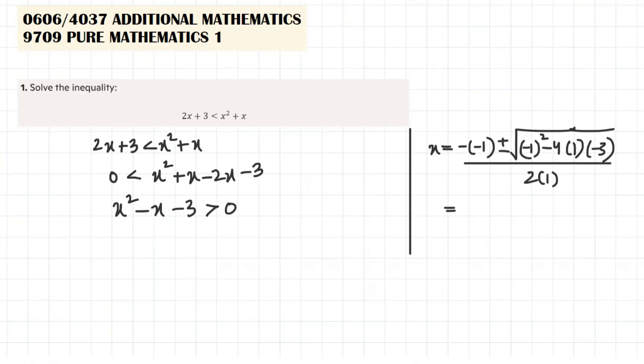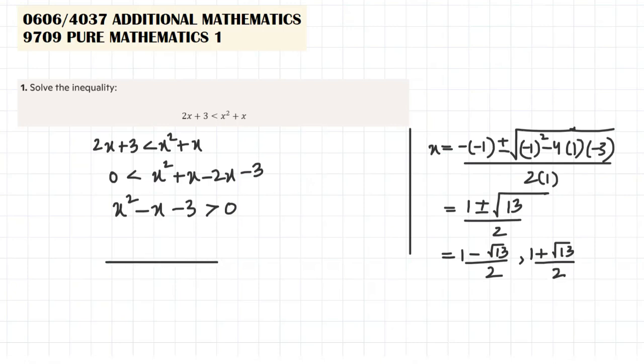Sometimes the exam question might say give your answer in exact form. So you can consider this question to be like that. So I'm not going to be putting decimal values over here. 1 plus 12, that's 13 over 2. So, well, I've got my roots. One of the roots is 1 minus root 13 divided by 2. And the other is 1 plus root 13 divided by 2, right?